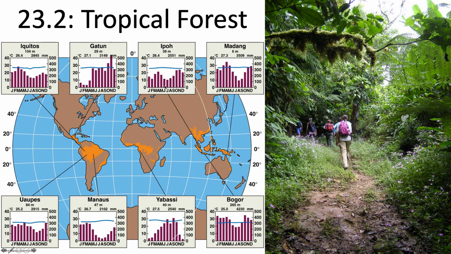So rainfall occurs almost daily in tropical forests. The mean temperature of all the months usually exceeds 18 degrees Celsius, which is pretty warm. The minimum monthly precipitation is almost always above 60 millimeters, which is a lot of water.